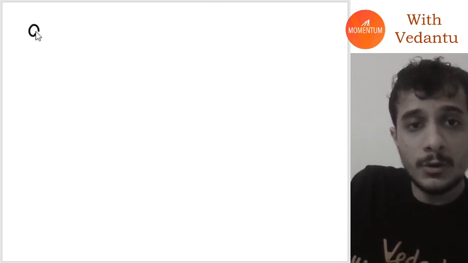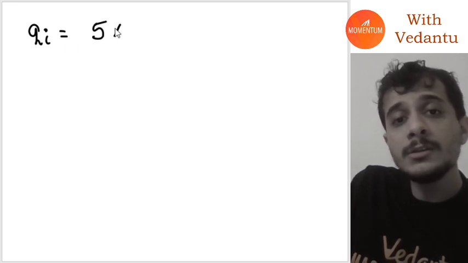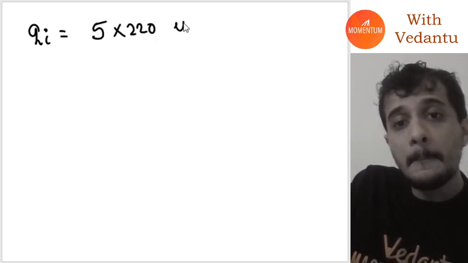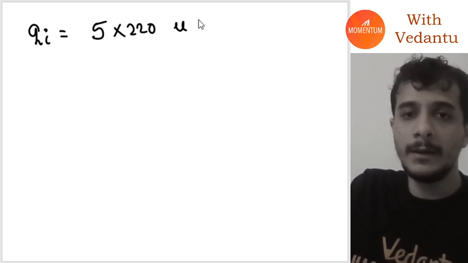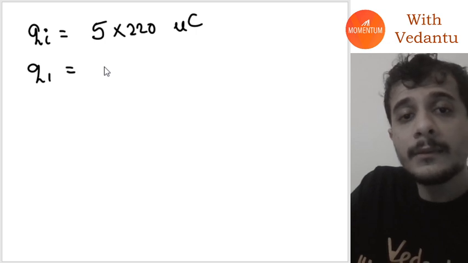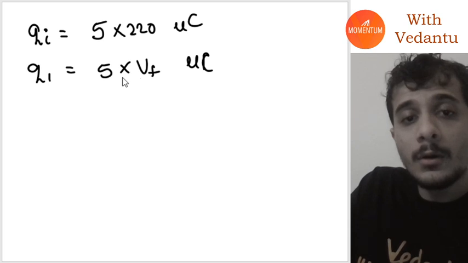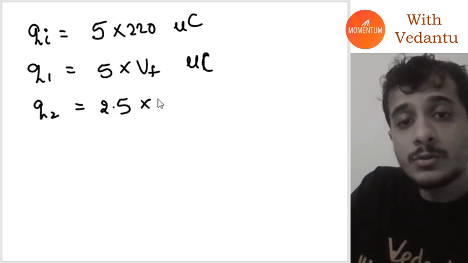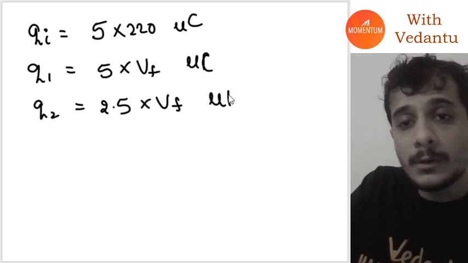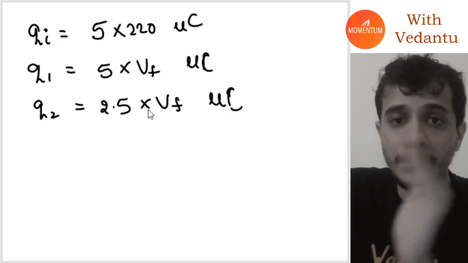I can write Qi as equal to 5 into 220 microcoulombs. Q1 can be written as 5 into Vf microcoulombs, and Q2 can be written as 2.5 into Vf microcoulombs. I hope everybody understood. I hope everybody is following.